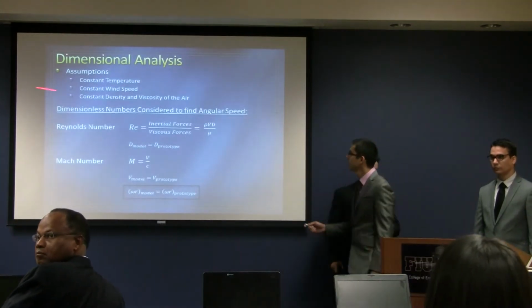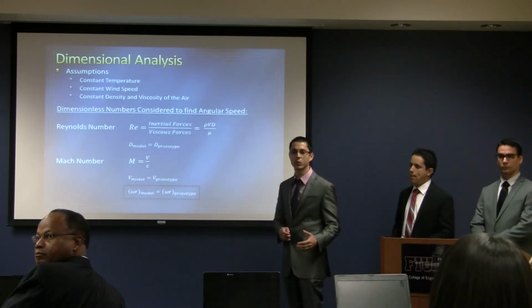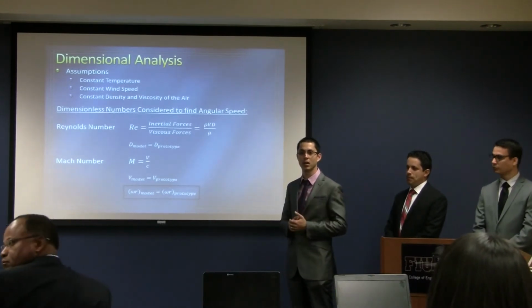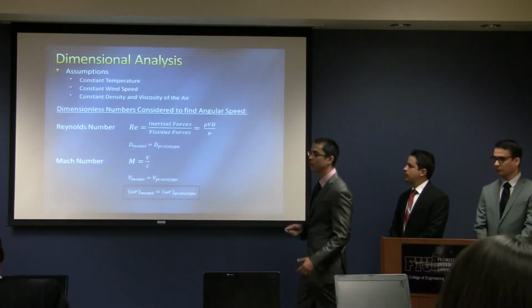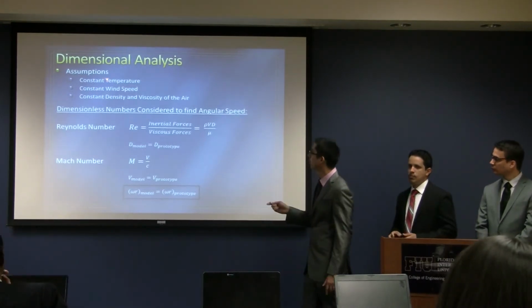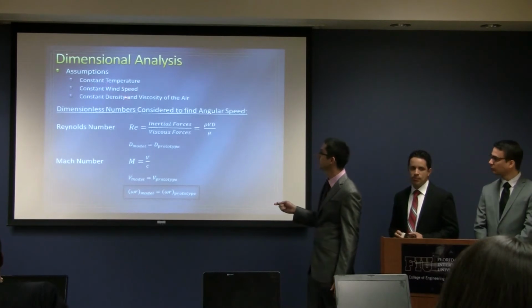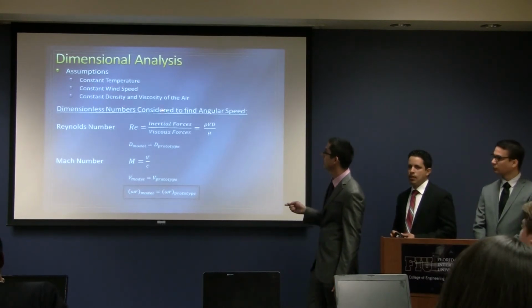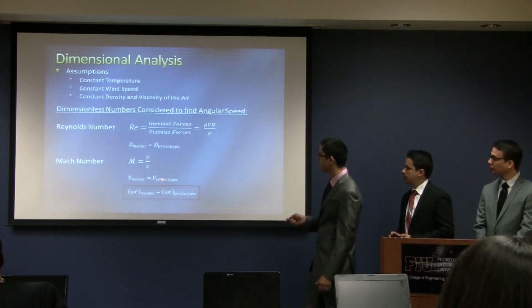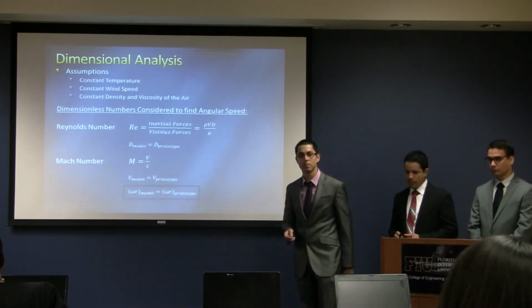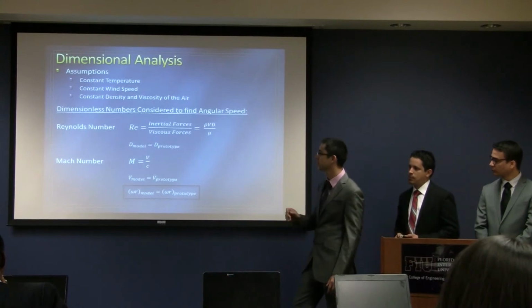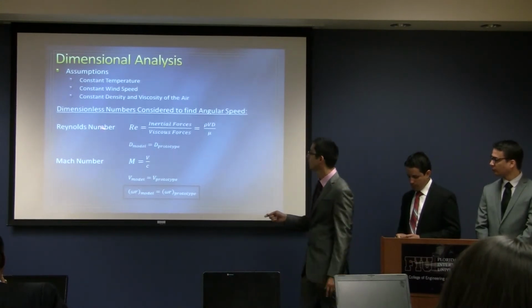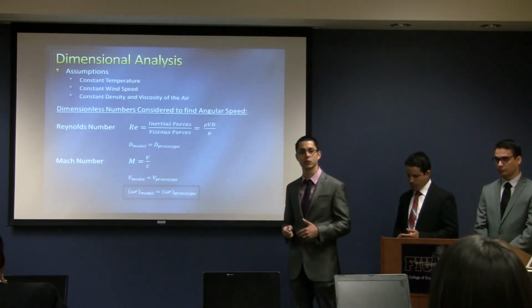Thank you, Marcus. As good engineers, we try to predict what will happen on the prototype, at real scale. So the first thing we did was make some assumptions: we keep constant the temperature, wind speed, density and viscosity, and also the local speed of sound in the case of the Mach number. With that being said, we got a relationship. We start our dimensional analysis using the Reynolds number. The Reynolds number relates inertial to viscous forces.